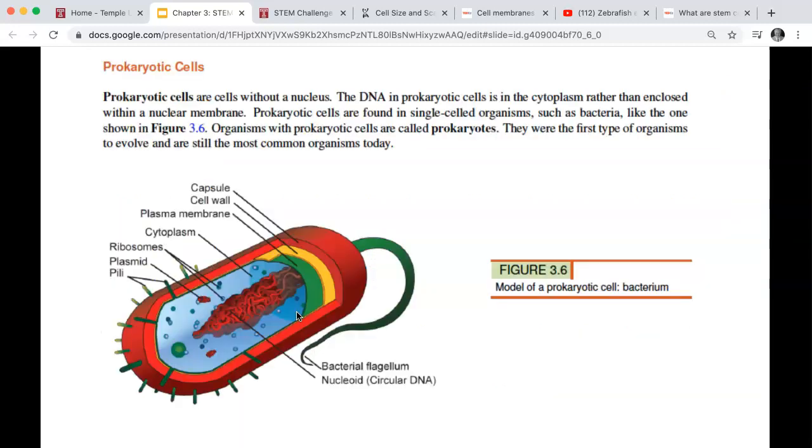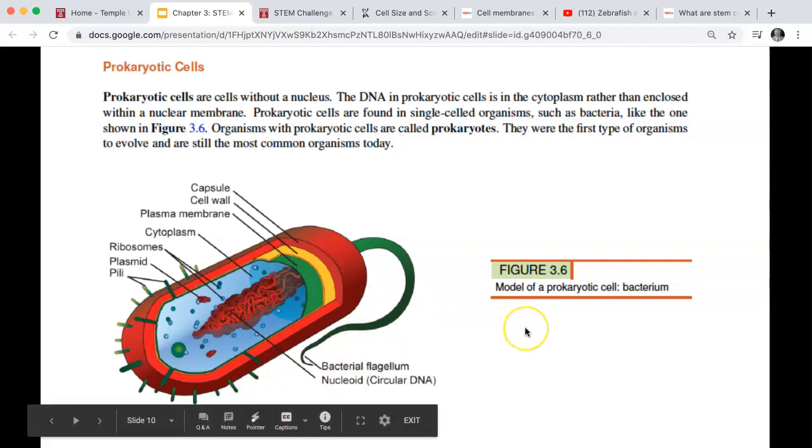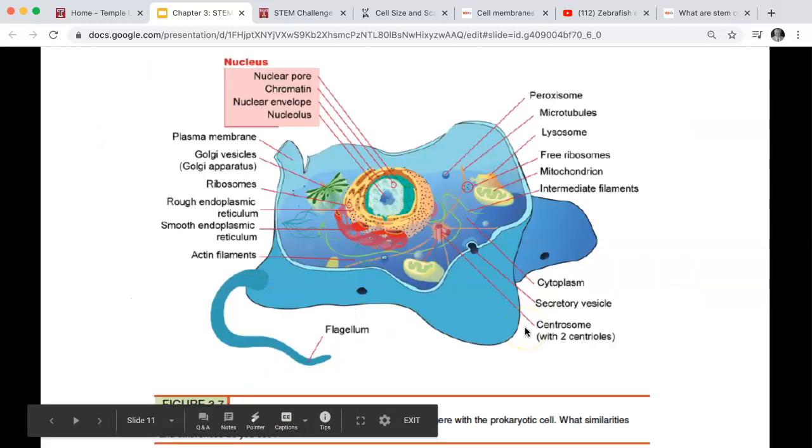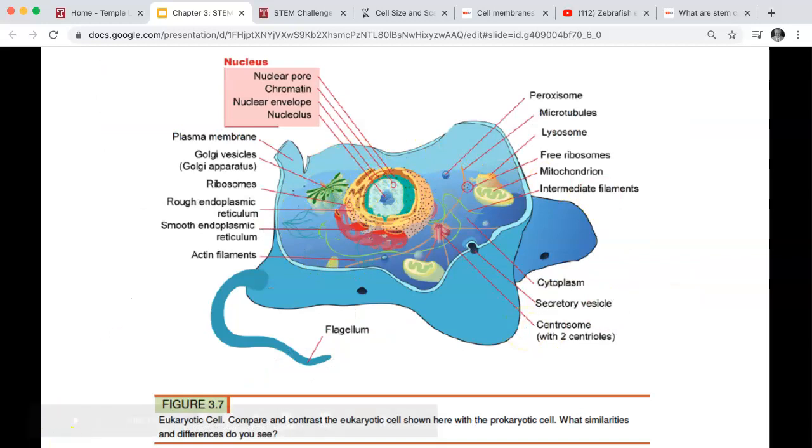There are 2 types of cells. Generally speaking, there's prokaryotic cells, which are smaller, don't have a nucleus. They do have DNA in them, but they're very much bacteria-like. And then the cells that you're made of are called eukaryotic cells. They do have a nucleus.